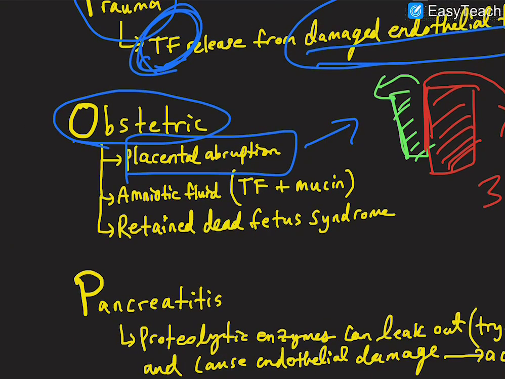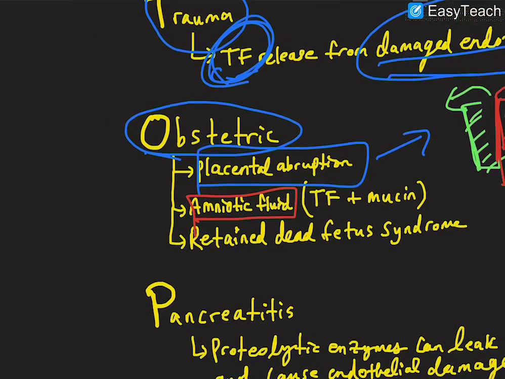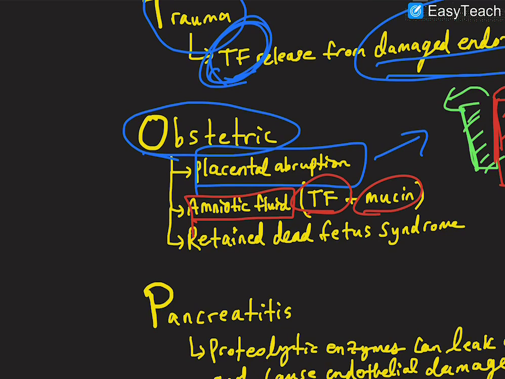So that's how placental abruption can cause DIC. Because again you lead to the widespread activation of your coagulation cascade. You make a lot of clots, so you consume a lot of coagulation factors, you consume a lot of platelets, and then you bleed. All right, so that's what DIC is. So that's placental abruption. Also in the obstetric mnemonic, consider amniotic fluid. So if amniotic fluid leaks into the mother's bloodstream, why is that bad? Because amniotic fluid also contains tissue factor and mucin.